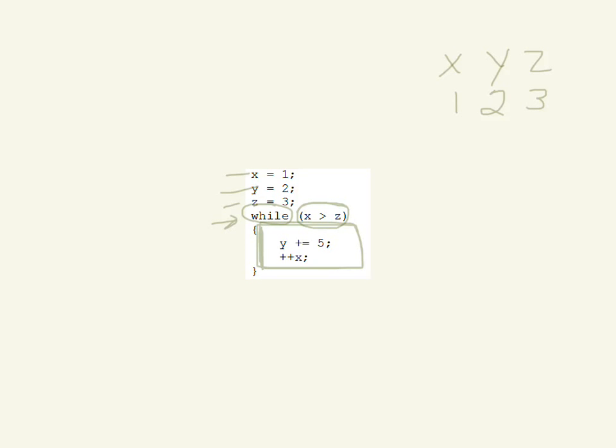Now I have to start looking at this. It says while x is greater than z, well, because x is 1 and z is 3, it's saying while 1 is greater than 3. And that's not true. Very first time. False right off the bat. So I'm skipping this altogether. And my ending values are 1, 2, 3. It is possible that a loop will never ever be executed.